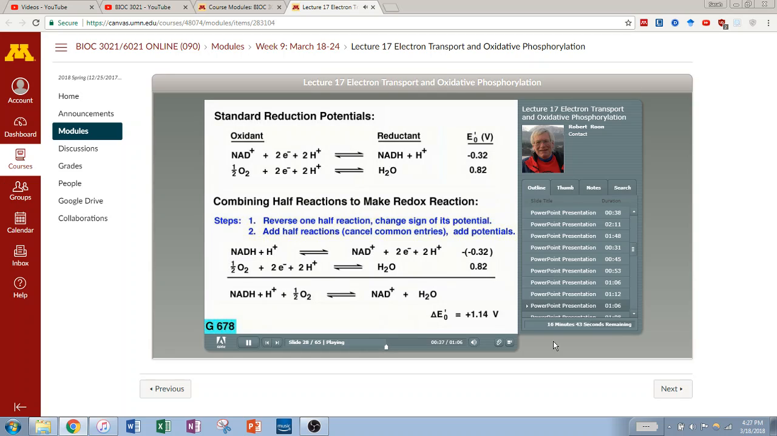However, because NADH is being oxidized in the electron transport process, we have to reverse the direction of that half reaction and change the sign of its E sub 0 prime. The two reactions shown on the lower part of the slide can then be added to give the overall reaction and the net voltage change, delta E 0 prime. The net voltage change for NADH oxidation by the electron transport system is plus 1.14 volts.